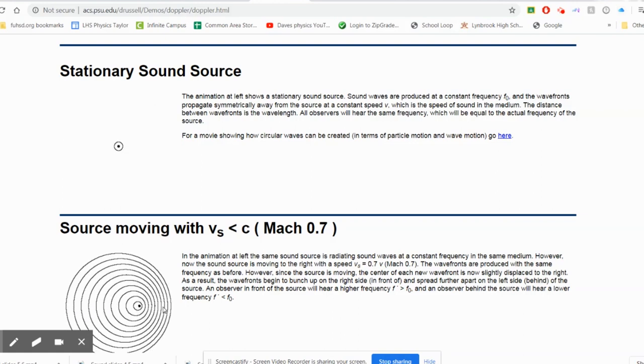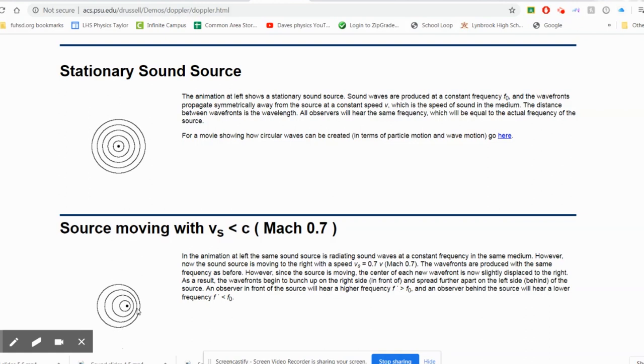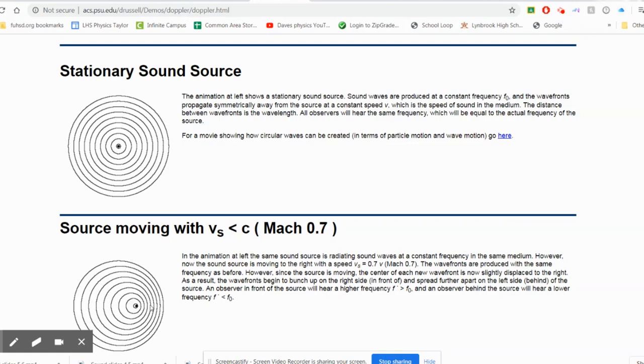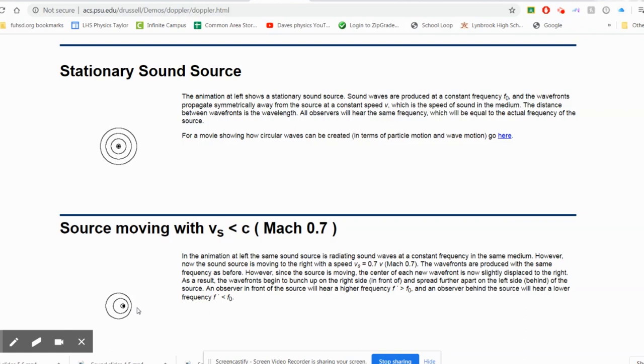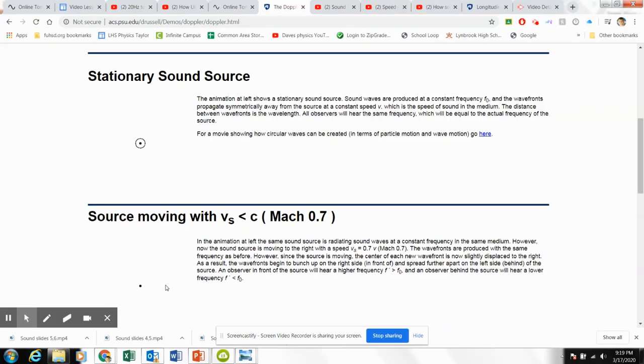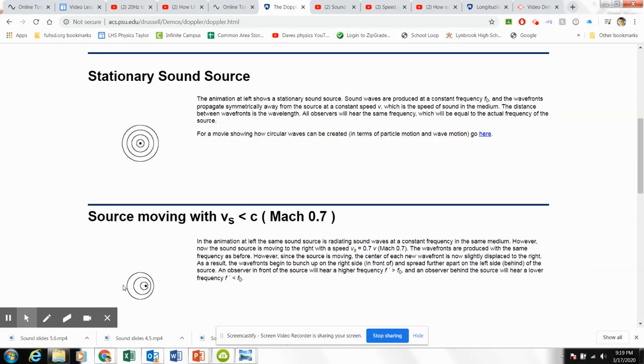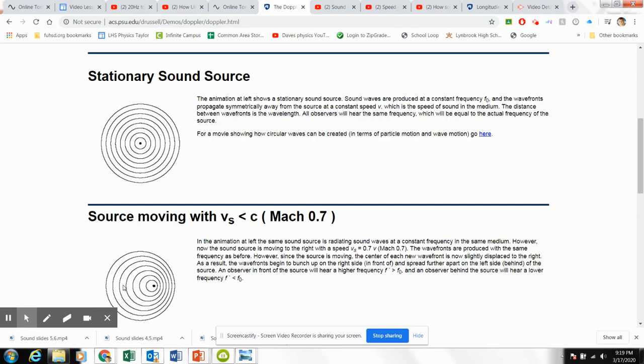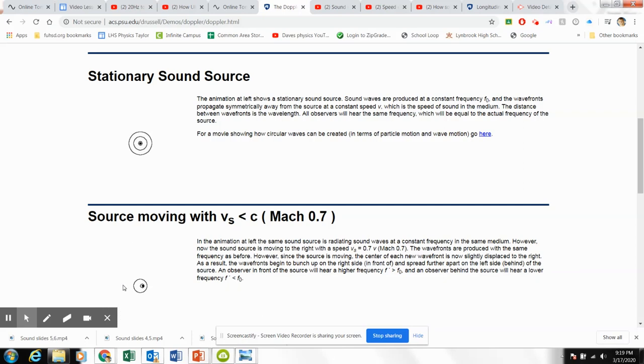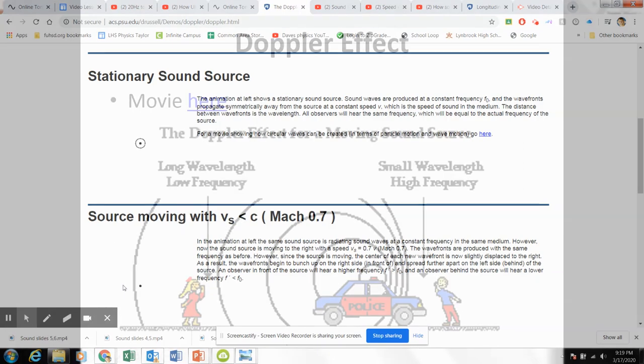If you're standing over here, now those compressions pass by your ear at a different frequency. The time between the compressions is less. And if you were standing over here, the time between the compressions would be greater. So in other words, the frequency of the sound changes. And we know that frequency relates to pitch.